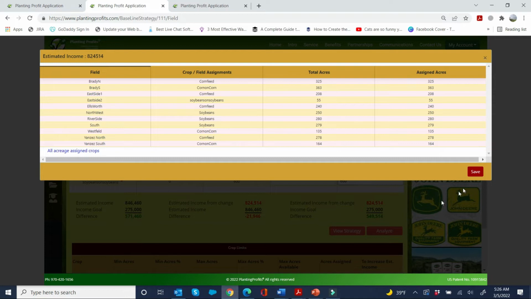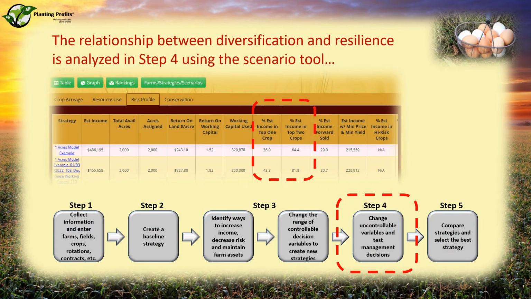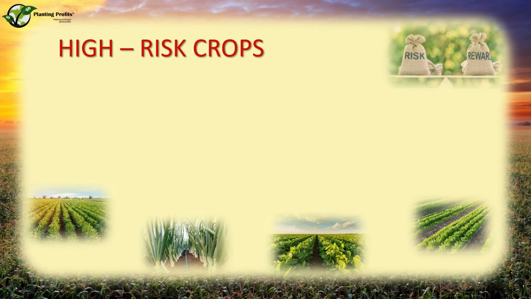This strategy is the most profitable crop mix given the new acreage limits. There's more corn and less soybeans. The relationship between diversification and resilience is analyzed in Step 4 using the Scenario tool.